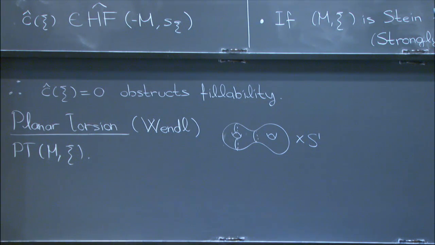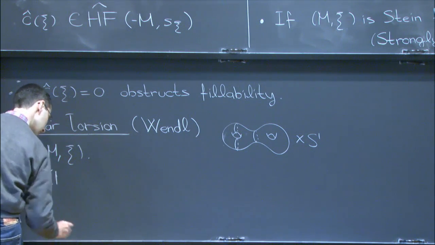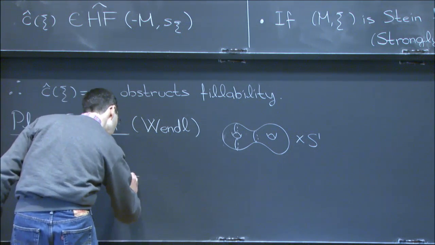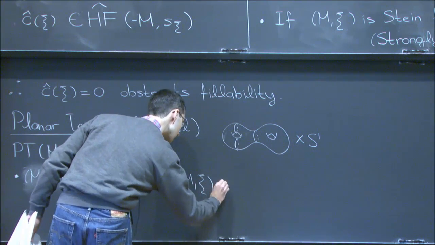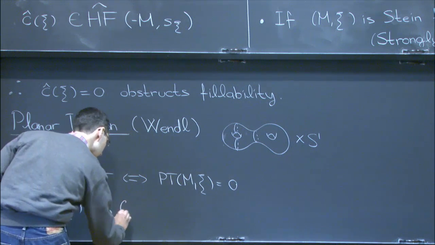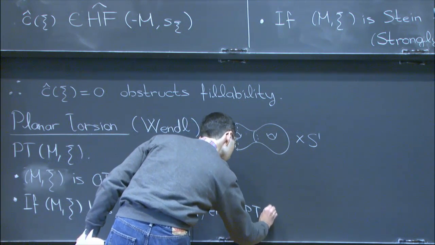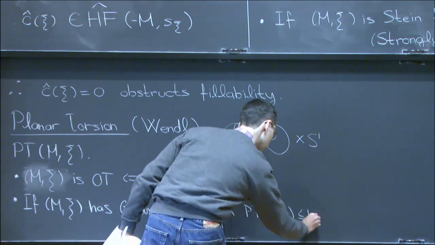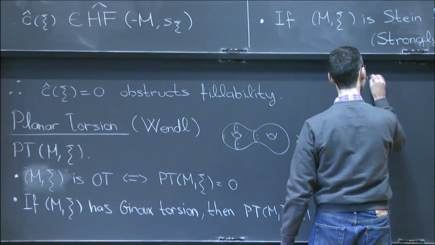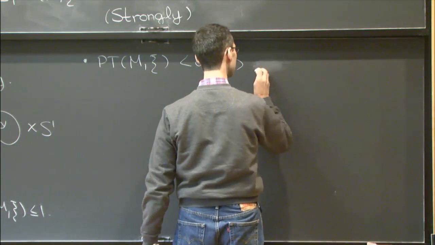OK. So some properties again. It's if and only if, more or less from the definition: MKC is overtwisted if and only if PT of MKC is 0. And then if MKC has Giroux torsion, it has planar 1 torsion, therefore planar torsion is less than or equal to 1, could still be 0. And then if planar torsion is finite, then it is non-fillable, or not strongly fillable.